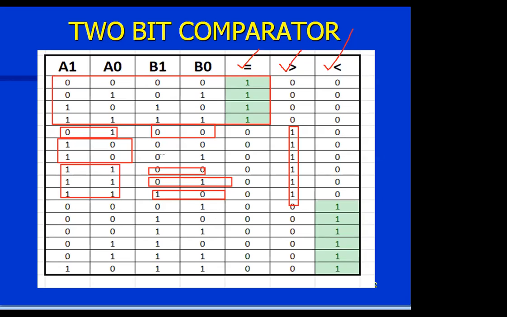And third condition, A value 1, B value 0, A value 3, B value 0, A value 3, B value 1, A value 3, and B value 2. For these conditions, the output equals total in conditions 1, 2, 3, 4, 5, 6. There are 6 conditions for a 2-bit comparator, A greater than B.